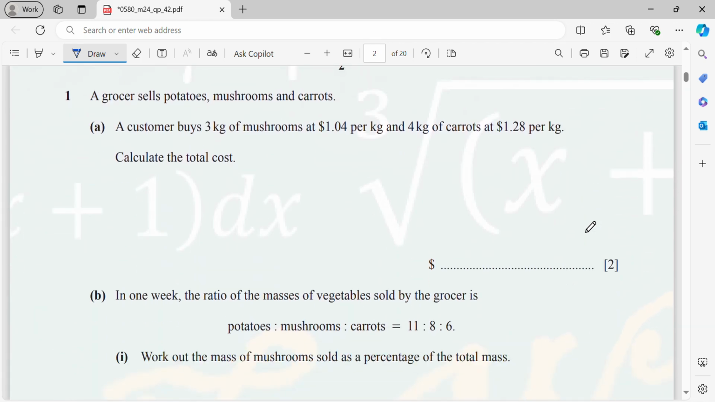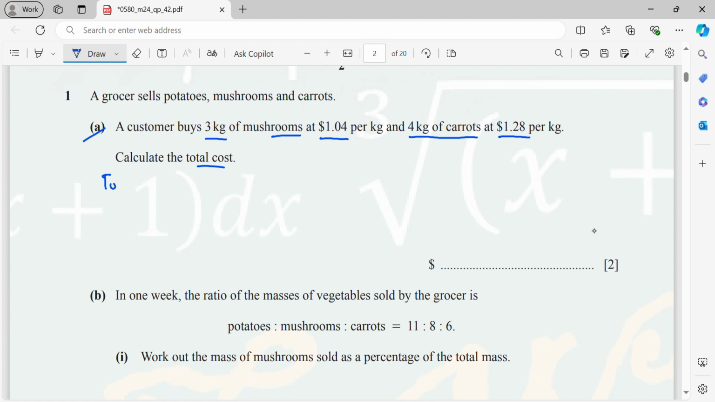Okay, so for question number 1, a grocer sells potatoes, mushrooms, and carrots. A customer buys 3 kilograms of mushrooms at $1.04 per kilogram and 4 kilograms of carrots at $1.28 per kilogram. Now calculate the total cost.